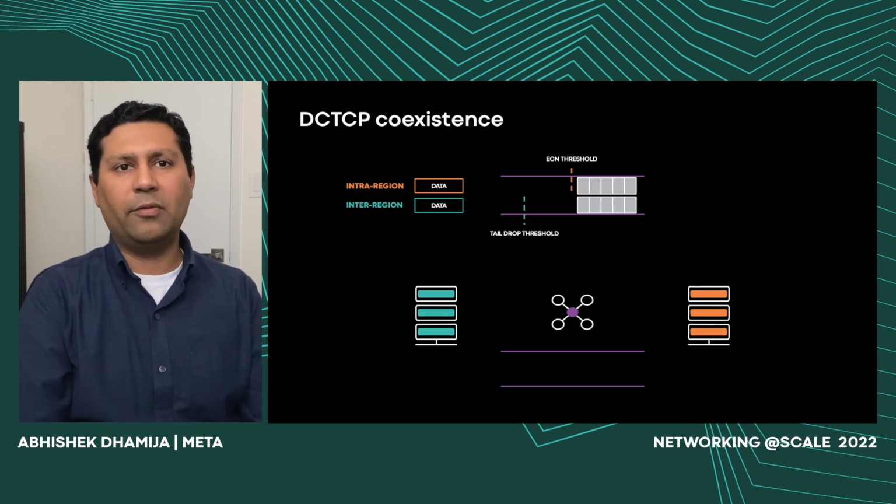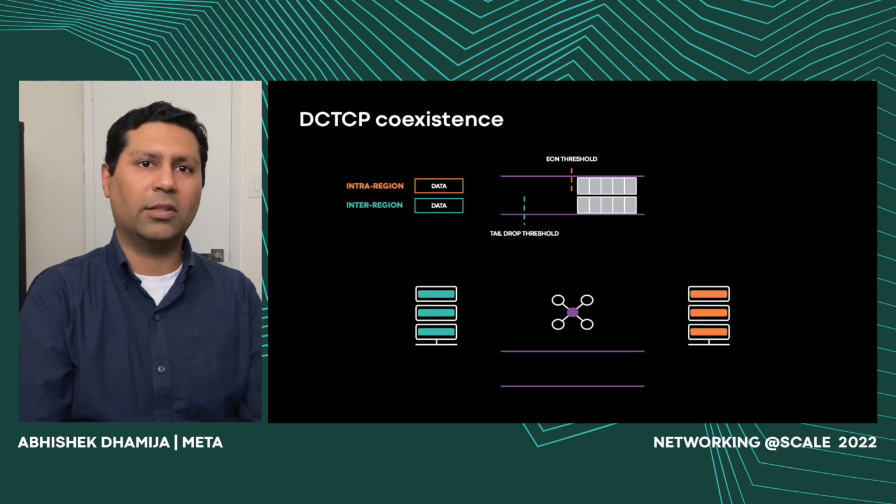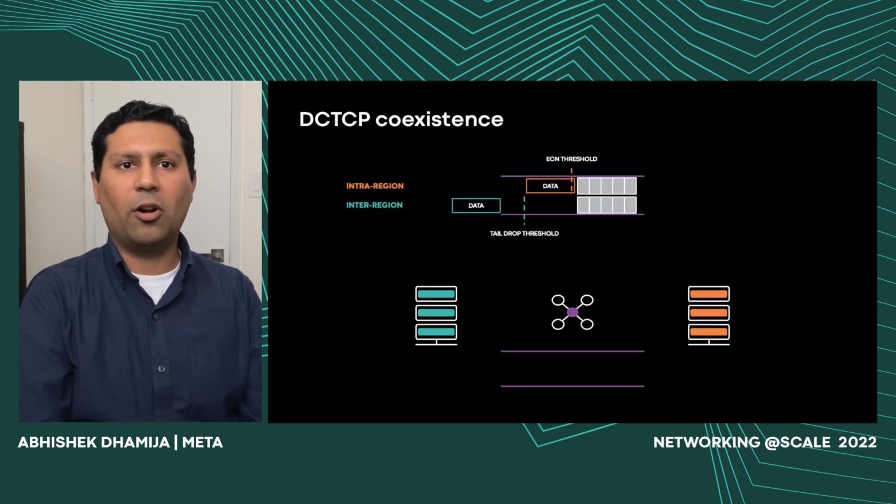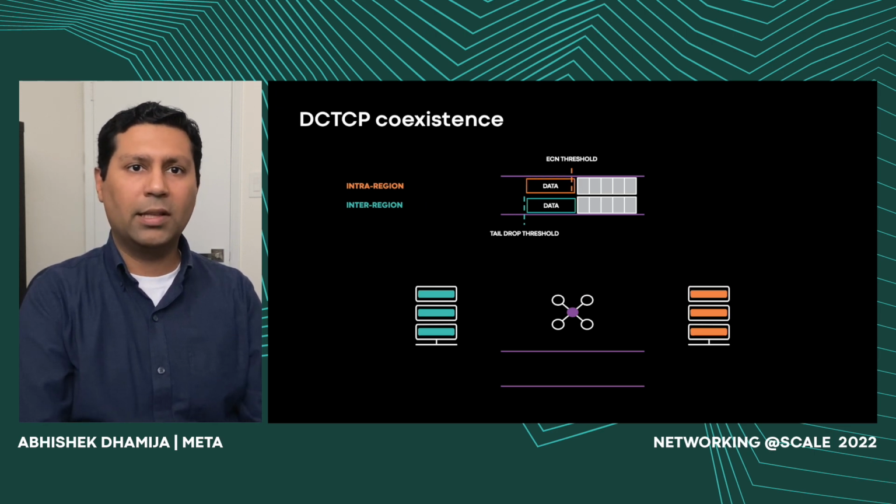To enable this, we have two different thresholds on the switching queues. First one is the ECN threshold, which we discussed previously. Another one is a tail drop threshold. This threshold is for inter-region traffic, whereby if this threshold is breached, we will drop packets on the rack switch queues so that the congestion signal can be delivered.